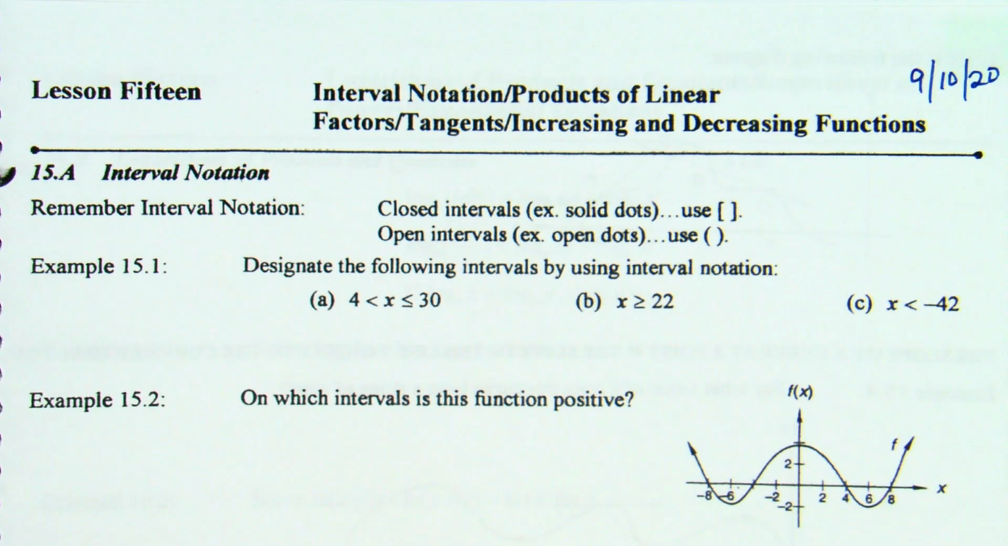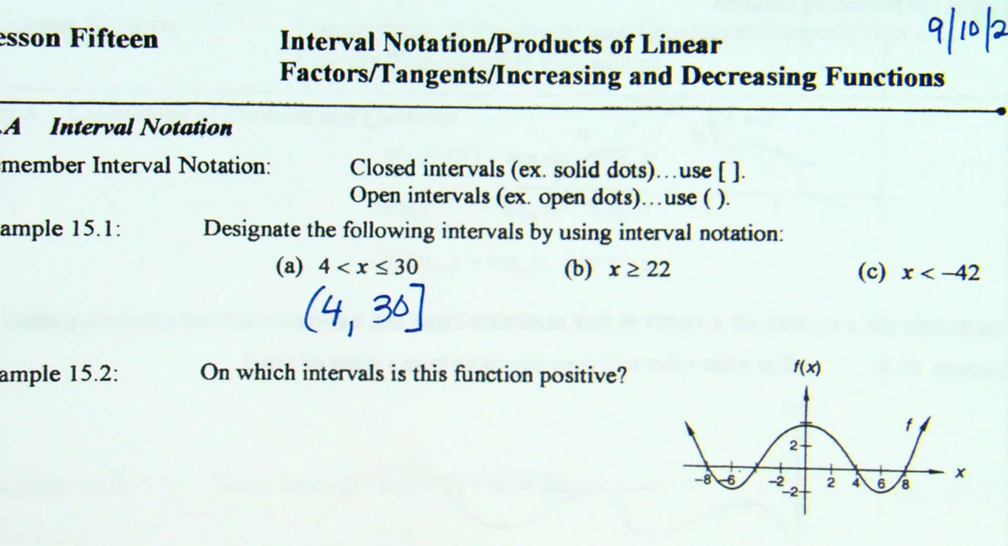Parenthesis 4, comma, 30 bracket. Because where is the shading for an interval that's 4 less than x less than or equal to 30? The shading is in between them, right? And so my interval starts at 4, it's not equal to, so parenthesis, comma, my interval ends at 30, it is equal to, so bracket. Does that sound familiar? Yep.